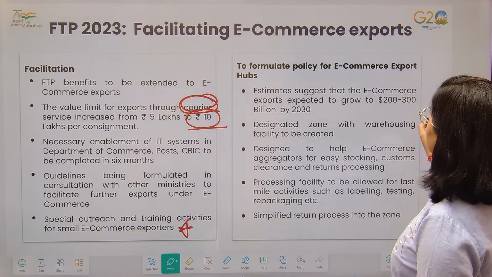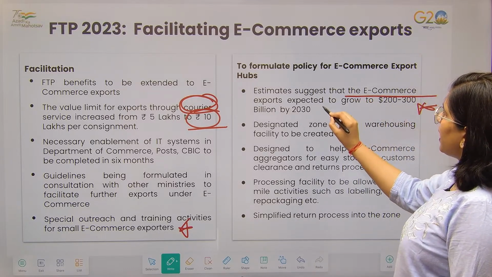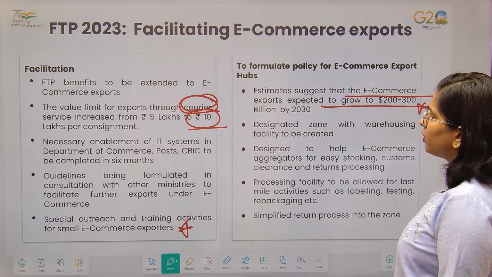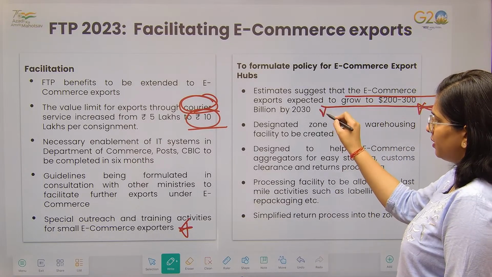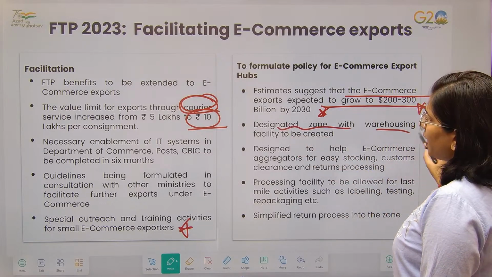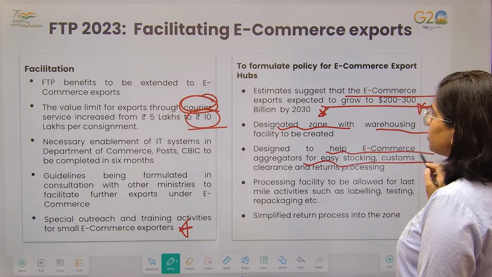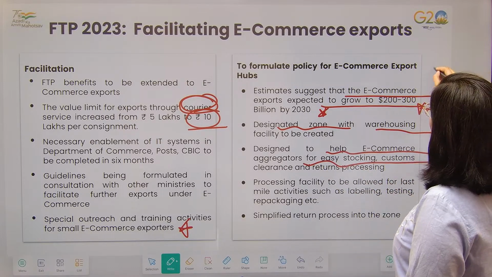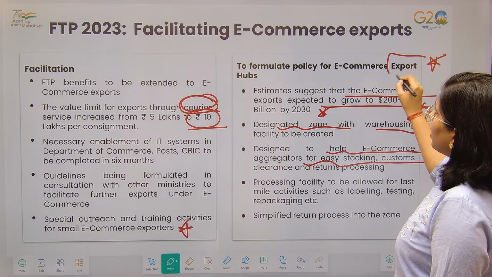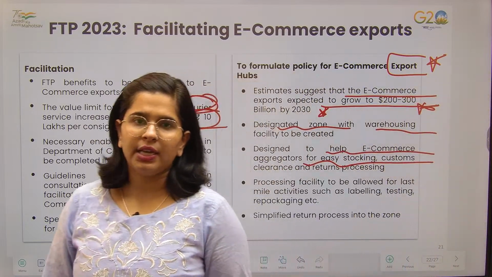Special outreach and training activities will also be done for your small e-commerce persons. Apart from that, this is also important. Estimates suggest that e-commerce exports are expected to grow to 200 to 300 billion dollars by 2030. So that is why we are having designated zones with warehousing facilities to help e-commerce aggregators with easy stocking, customs, etc. We are going to build export hubs dedicated to e-commerce.